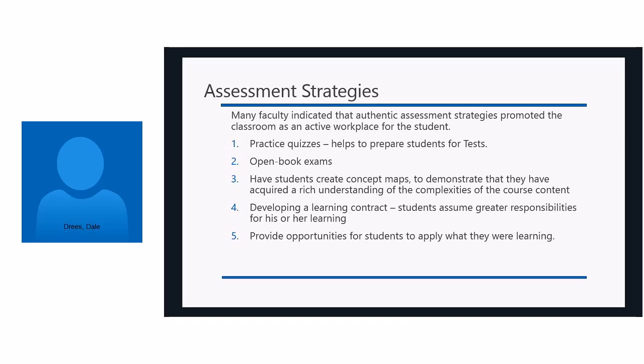So if you do a multiple choice one, they can take it and see that they got a 90% on it, and they can do it again until they get 100% on it. And again, that doesn't count towards their grade, so a great way to do some assessment strategies. Another one would be the open book exam. I also mentioned concept maps, another great way, and developing a learning contract. I've seen that done before, and this helps students assume greater responsibilities.